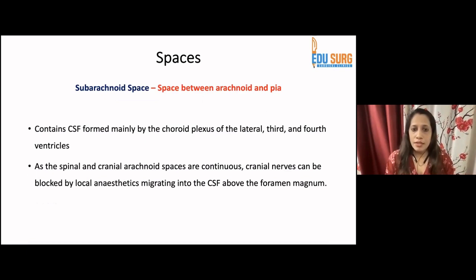As the spinal and cranial arachnoid spaces are continuous, if in a very unfortunate situation, you can also block the cranial nerves because the local anesthetics will migrate into the CSF above the foramen magnum. I have made this point specifically because, of course, in the routine practice, this doesn't happen. But it is very important to know how much drug to inject, at what speed you are supposed to inject, and maintaining total aseptic precautions, because if you are casual about it, you may introduce infection, which will directly reach the brain, and you may get meningitis. Okay, so all these things are very important.